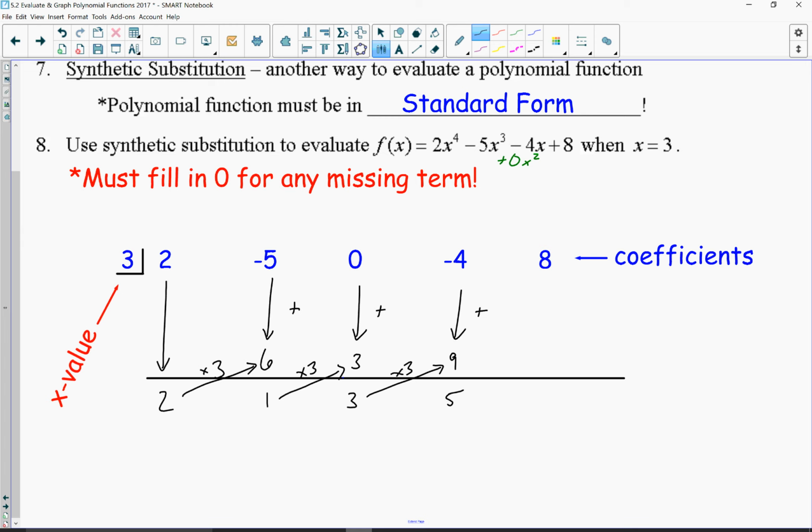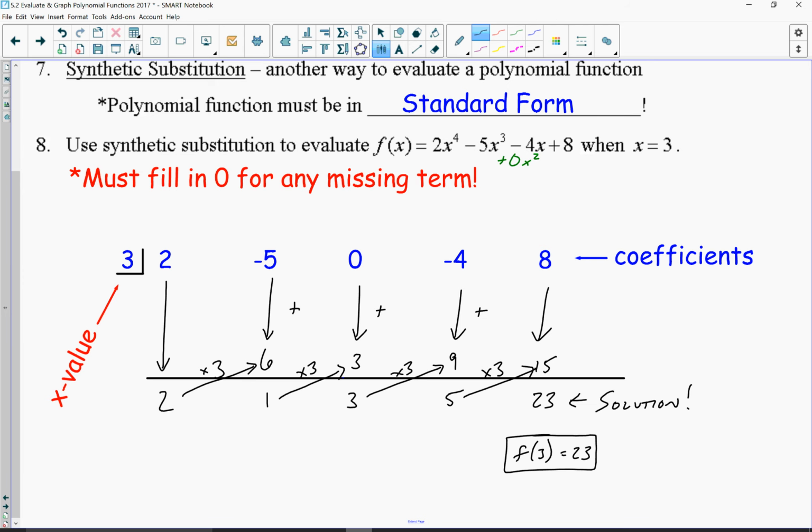Again, multiplying by 3, I get 15. And then I add straight down, and I get 23. This number, the last one, is your solution. So now we just have to write our final answer as f of 3 equaling 23.